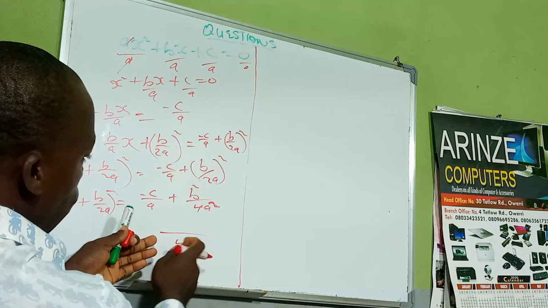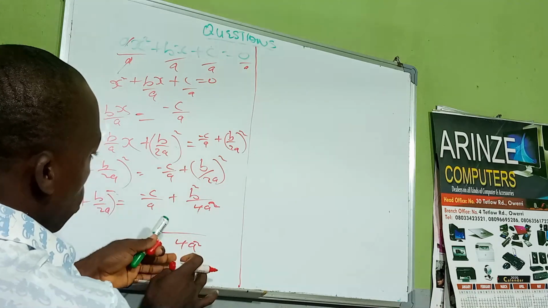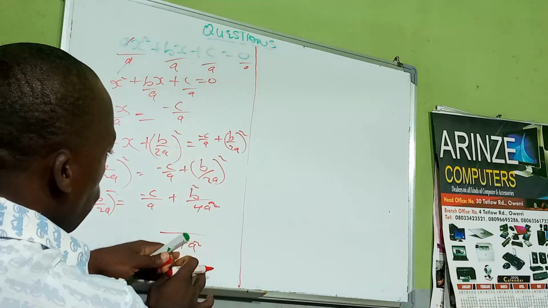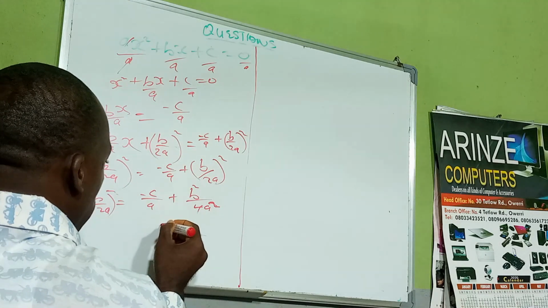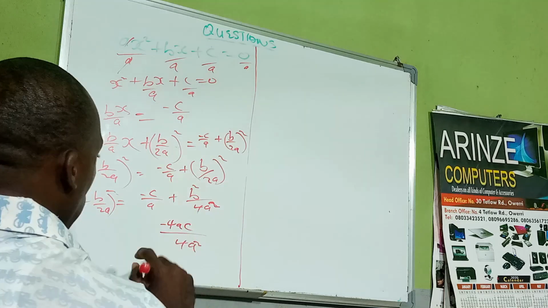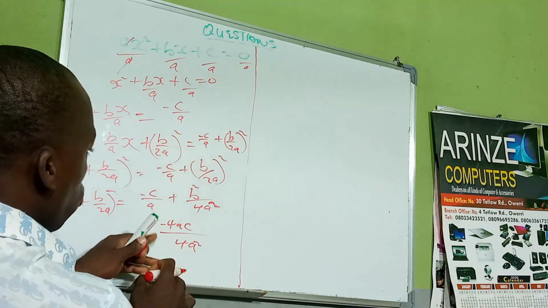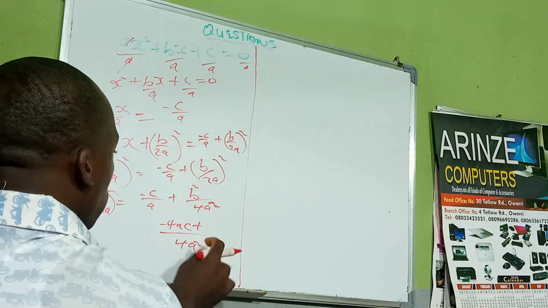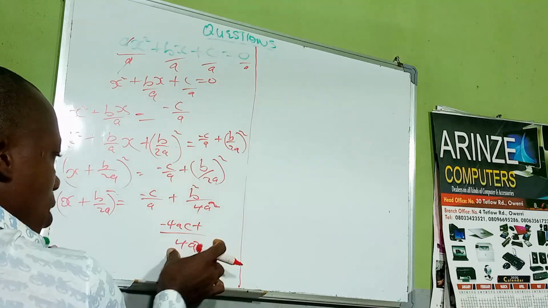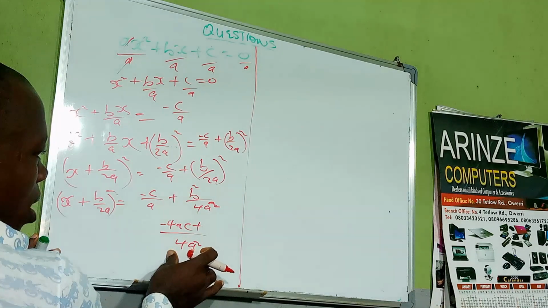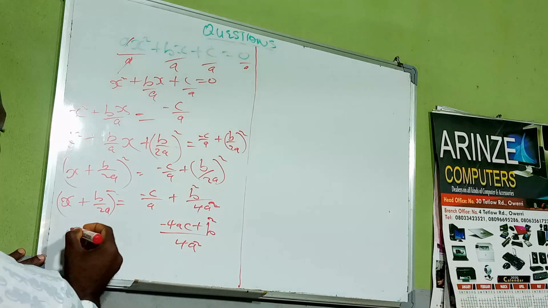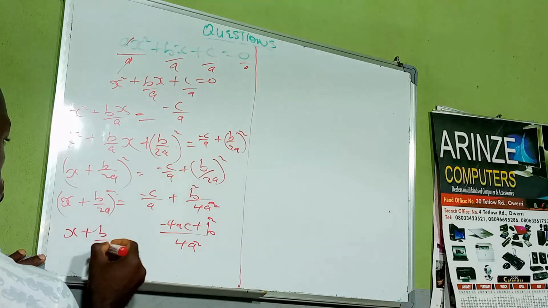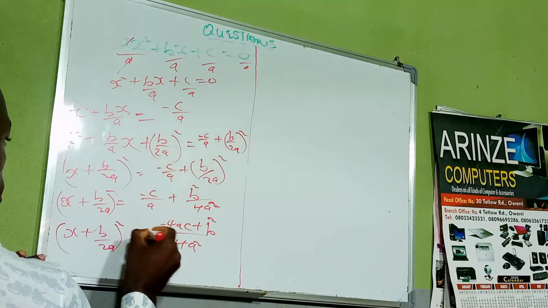So if 4a squared is divided by a, we'll have 4a. 4a times minus c will be minus 4ac. Then plus this 4a squared divided by 4a squared, we have 1. 1 times b squared is b squared. Understand? Now we have x plus b over 2a, then squared, is equal to.